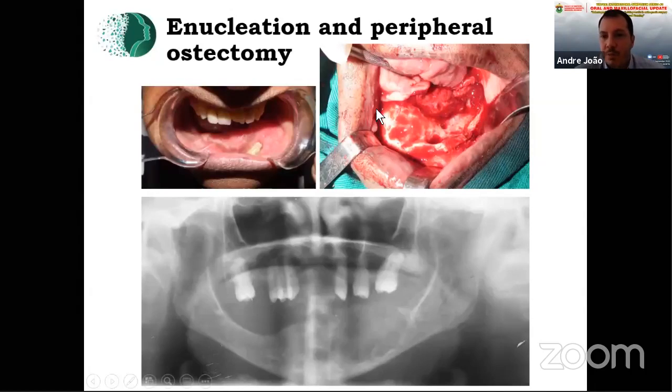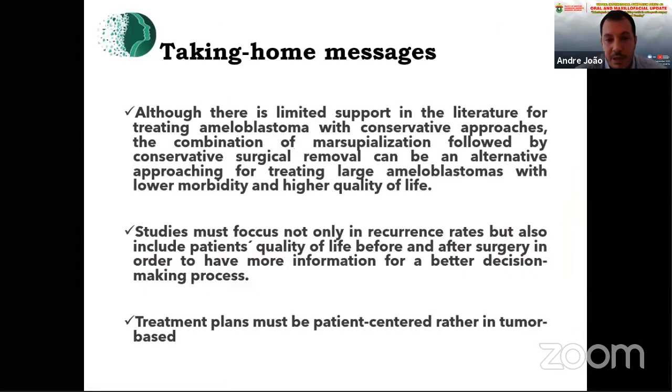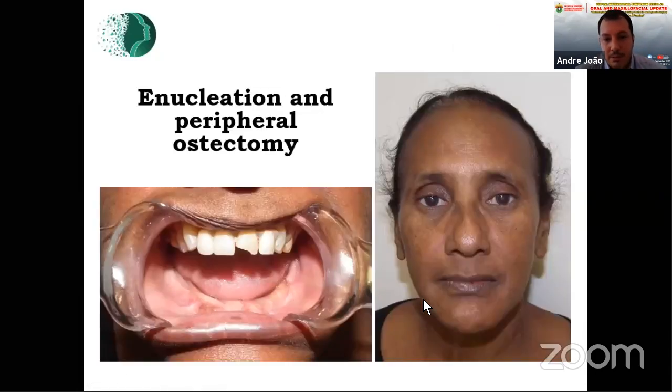Enucleation, so intraoral push, enucleation, and peripheral ostectomy. Here is the aspect after this treatment. And here is the postoperative of this patient. She looks okay. So far, no signs of recurrence.